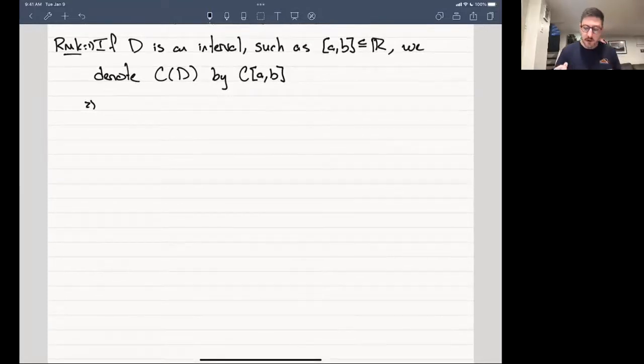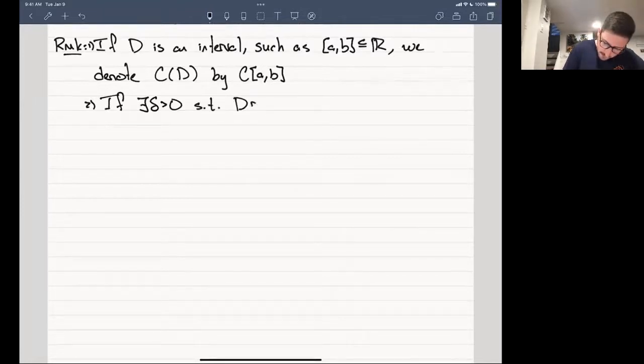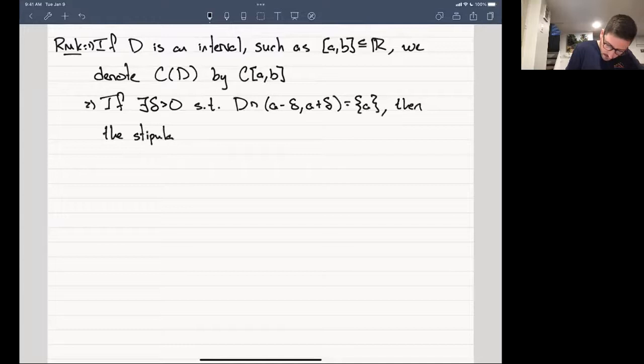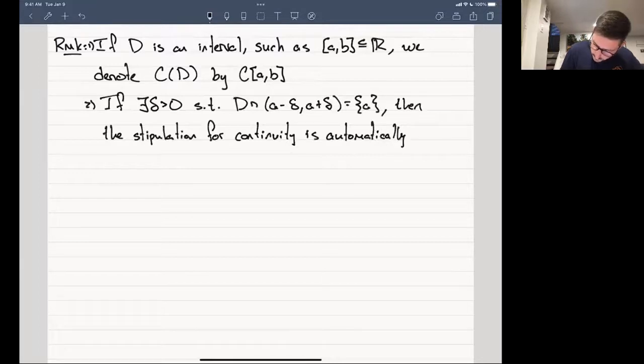And the second case is there's a degenerate case for continuity here. So if there exists a delta greater than 0 such that the domain intersected with this delta neighborhood of a is just equal to {a}, so there's no wiggle room around a, it's not an interior point, there's not an open set that goes around this thing, then the stipulation for continuity is automatically true for x equal to a.